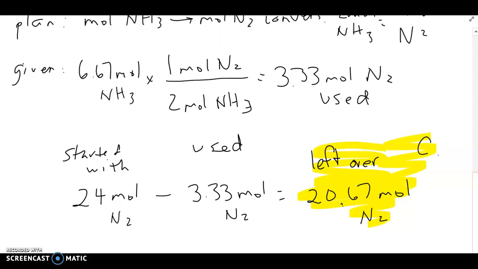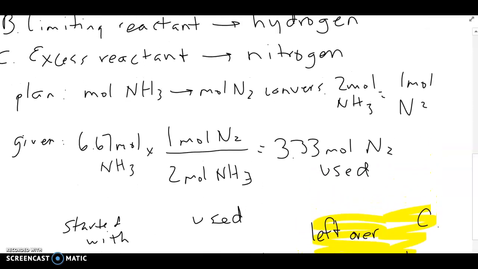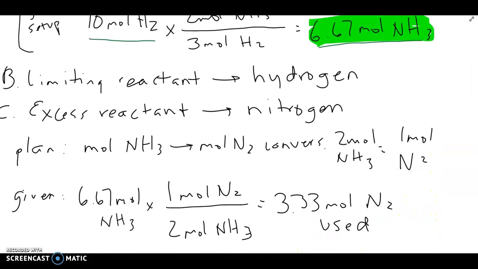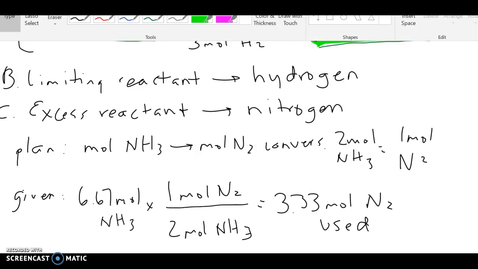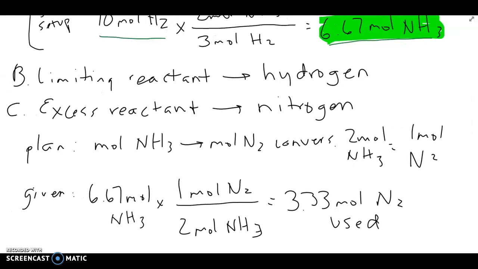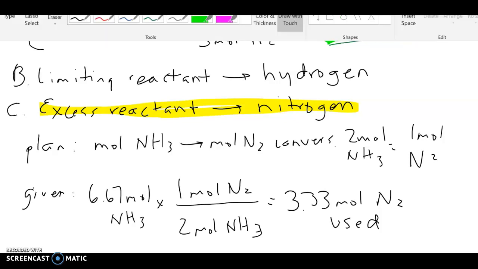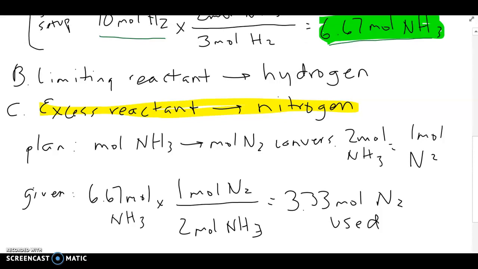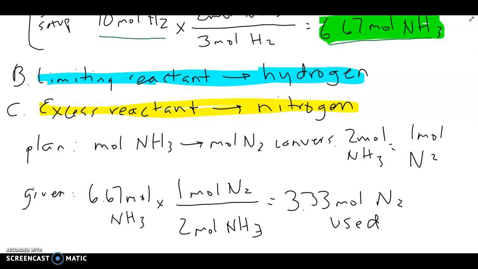So there we have C. That's how much we have left over. Our excess reactant is nitrogen. And the answer to B was our limiting reactant was hydrogen.